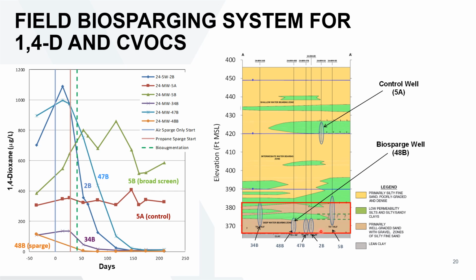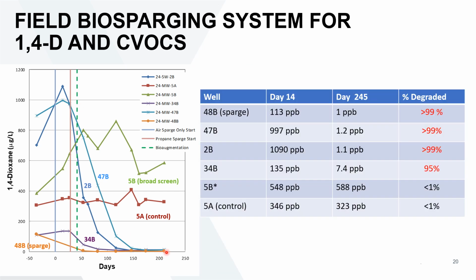But all of the wells that were well connected to the sparge well showed very good declines in 1,4-dioxane. And you can see what those numbers were. Greater than 99% in 3 wells, 95% in the other. Concentrations were brought down into the low ppb range. So this was very successful for treatment of 1,4-dioxane.